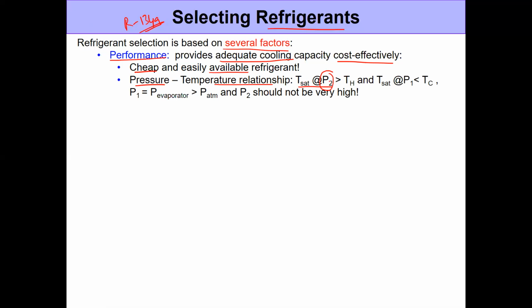So Tsat at P2 should be 45 or even higher, right? This is a necessity. Otherwise, the cycle cannot work. It cannot reject heat to the environment.